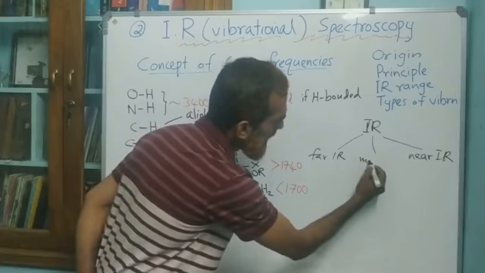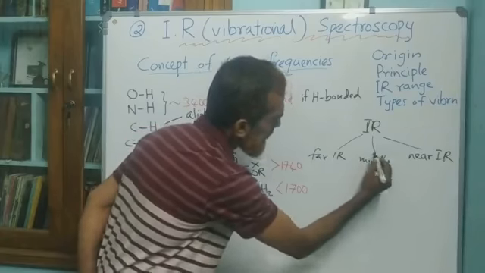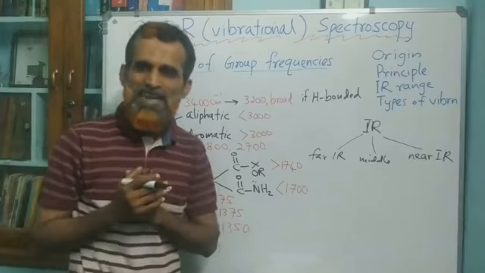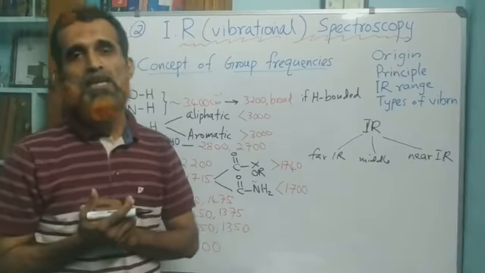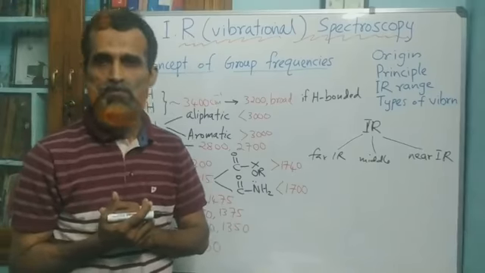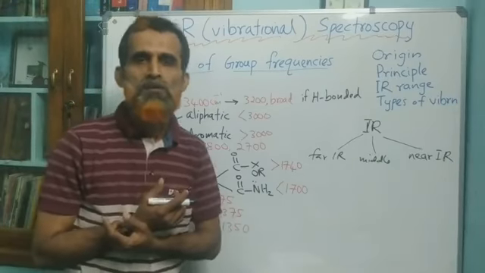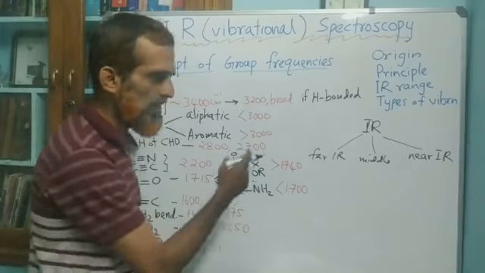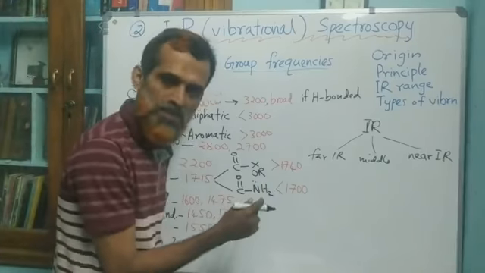And this is called middle IR. Okay? So there are three parts. Now, for convenience, the energy of IR radiation is represented using wave number in centimeter inverse, whereas in UV-visible spectroscopy, we were using wavelength in nanometer. Here it is wave number we use in centimeter inverse.